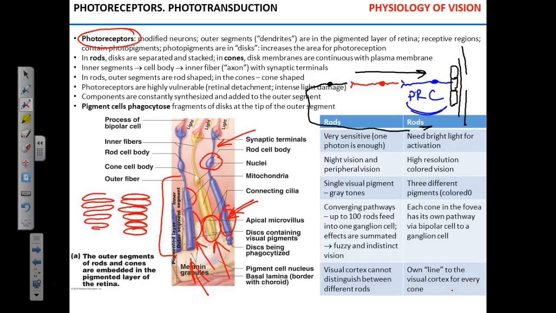Now my question for you is, why? Why discs? Why folds of the membrane? By the end of this course, it should become a reflex. I'm serious. If somebody tells you folds, you say, oh, increased surface area. Why do we need increased area? So, here's the thing. That membrane contains photopigments.